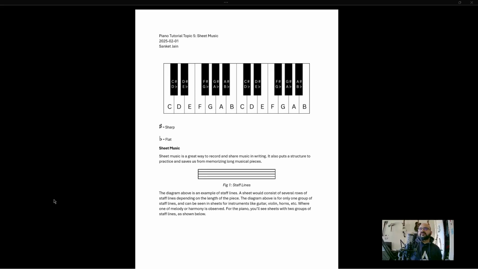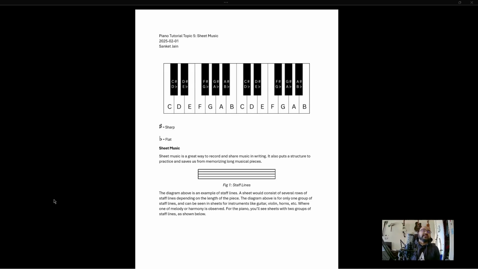Welcome to lesson 5. Today we take a break from the keyboard and try to learn a bit of music theory to understand how sheet music works and what the applications are and how it applies to learning piano. You might have seen sheet music with musicians or in movies or TV where you see a musician with a piece of paper in front of them and they read that and play their instrument simultaneously.